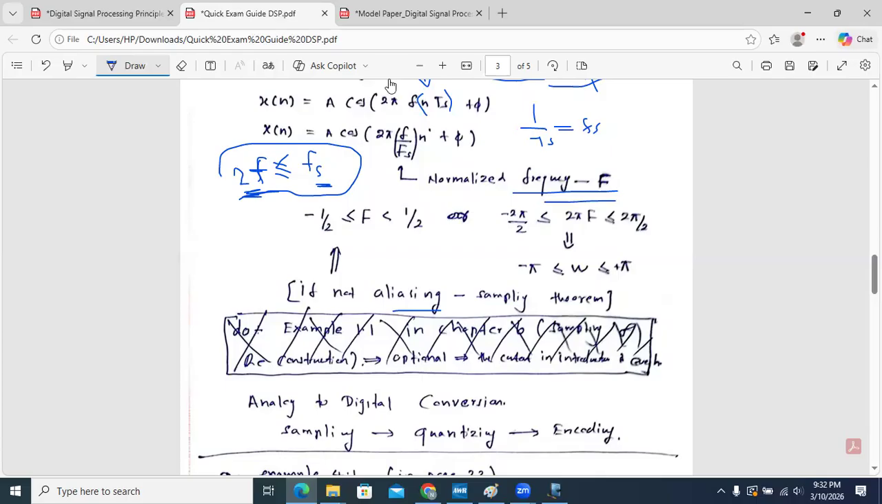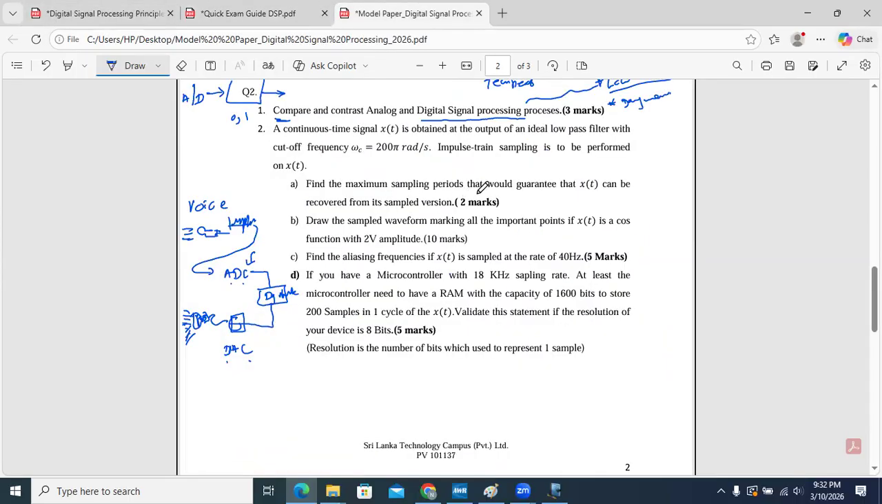Now what is the question? It is a very simple question. Find the maximum sampling period that would guarantee x(t) can be recovered from its sampled version. So we need to sample it properly. What do we need to do? This is the maximum frequency that x(t) can have. Other frequencies will be lower than this one. If we take twice of this, the Nyquist theorem is satisfied.